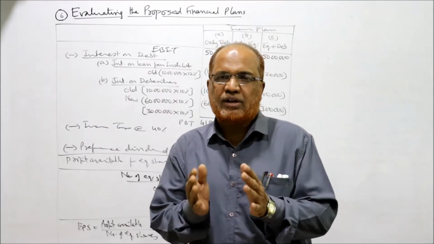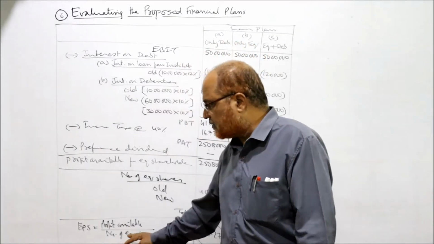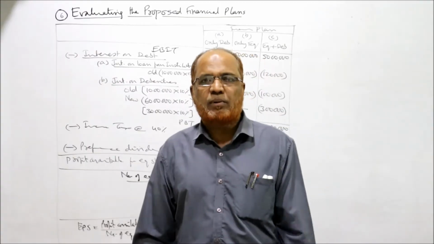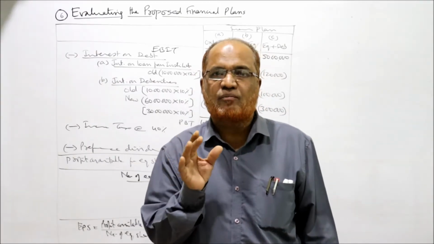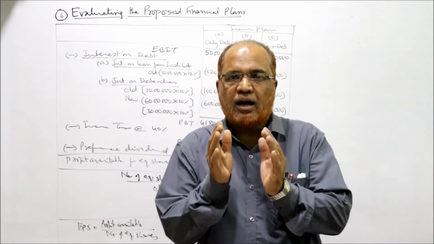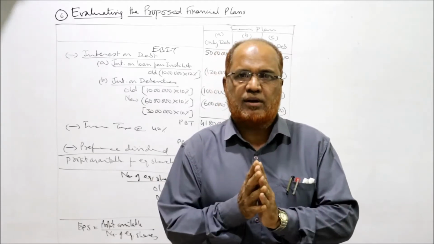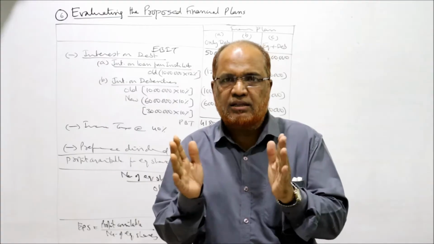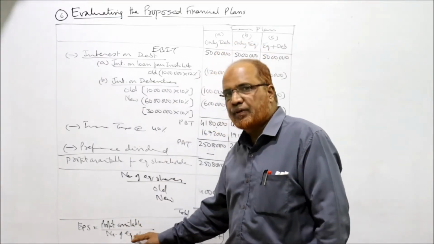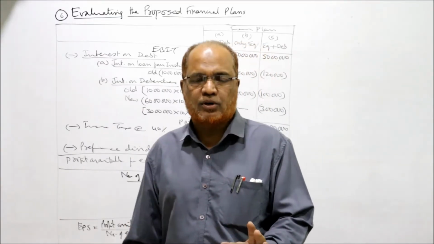In the previous problem we took the decision on the basis of EPS. But in this problem, we will base our decision on the basis of market price. So if the PE ratio is given in the problem, find the market price. If the PE ratio is not given, then we base our decision on EPS. That is the new point.